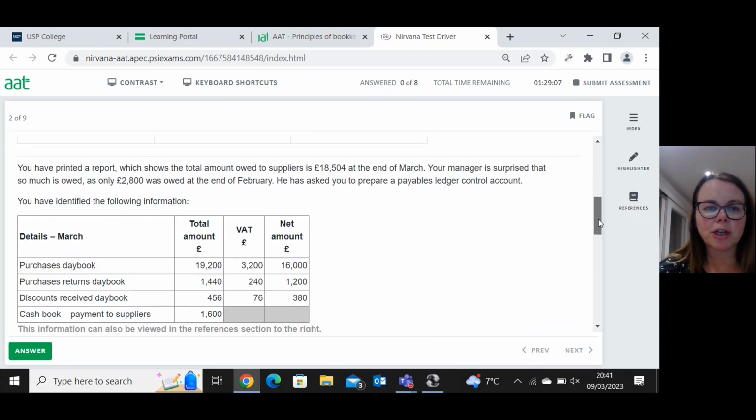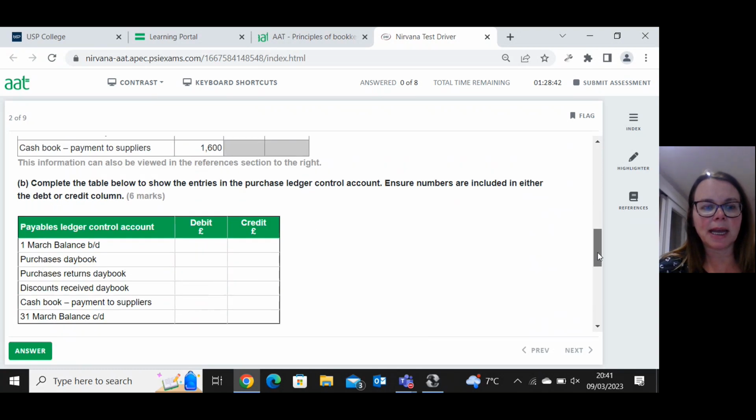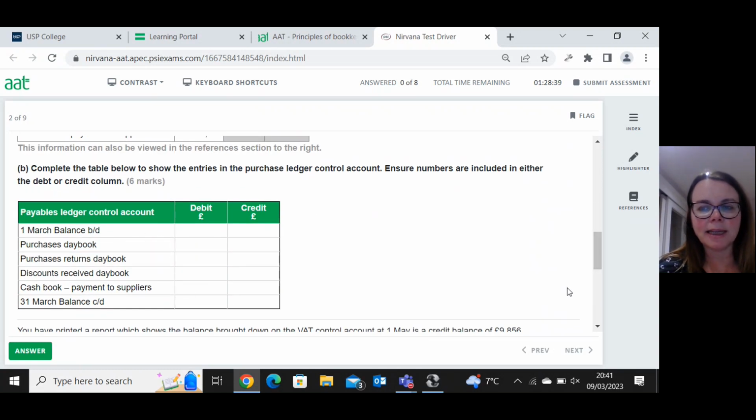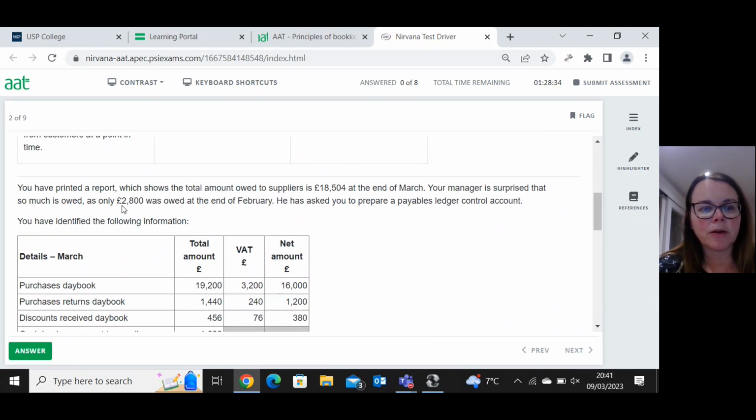You have printed a report which shows the total amount owed to suppliers is 18,504 at the end of March. Your manager is surprised that so much is owed, as only 2,800 was owed at the end of February. He's asked you to prepare a payables ledger control account, and we have this information. Right, so we are doing a PLCA for March. So our opening balance will be what was owed at the end of February.